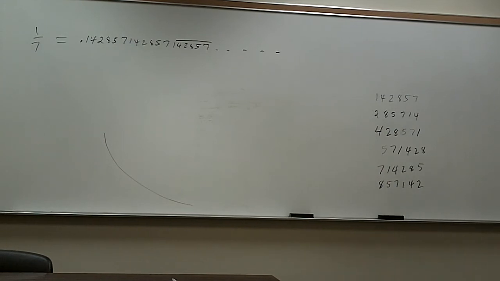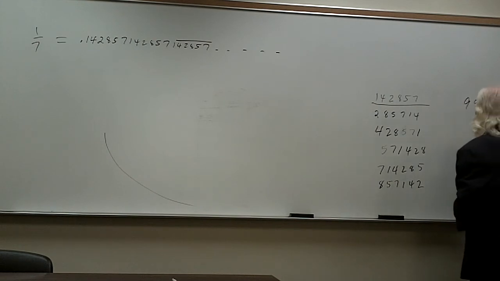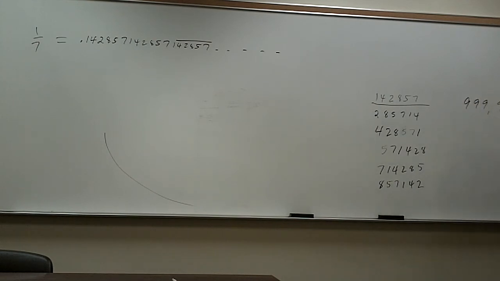I want you now to put this number back in your calculator. Multiply it by 7. Now that's pretty nifty. That's pretty good. Is that what you got? Pretty good. So why is that cool?